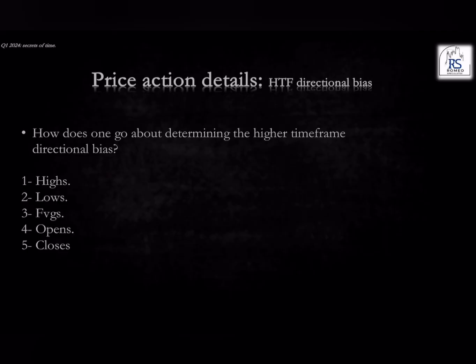Nobody paid attention to one of the most key elements, and I find that ironic, which is the higher time frame directional bias. Now, of course, 1 year later, as you can see, the effect is palpable. The higher time frame bias has become the norm. Yet they still don't know all the details. And I will gloss over some in this one. So, how does one go about determining the higher time frame bias? Highs, lows, FVGs, opens, and closes.